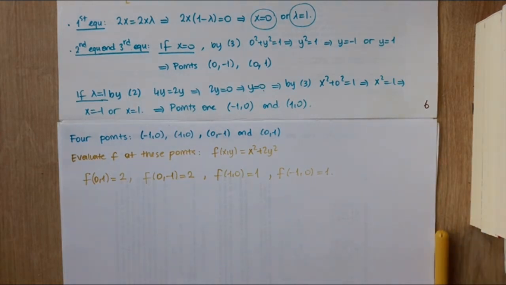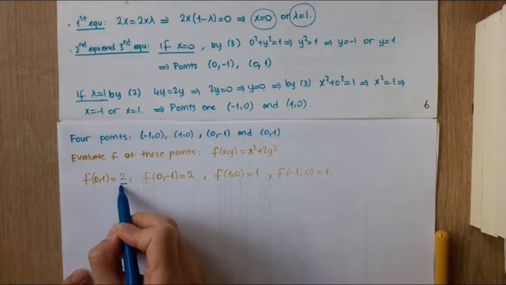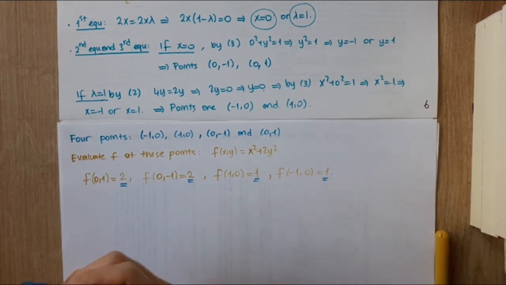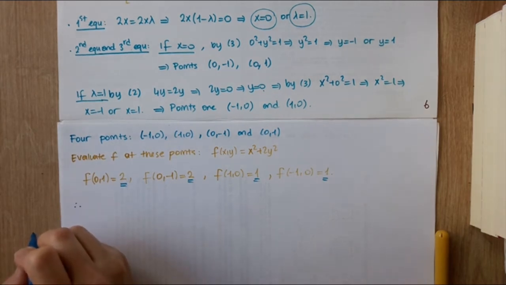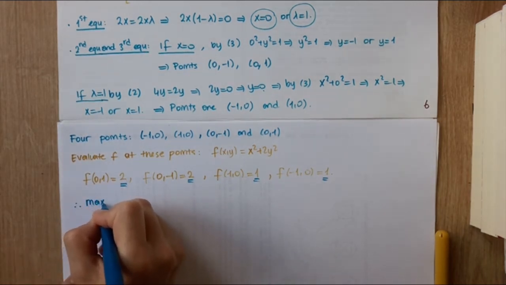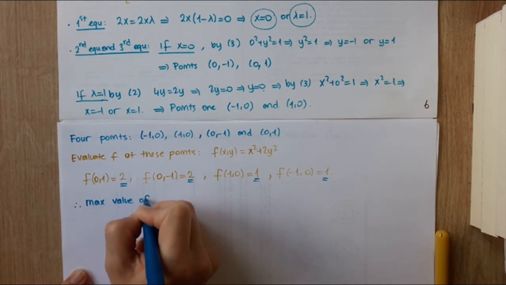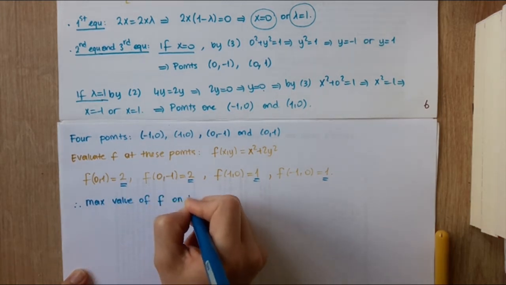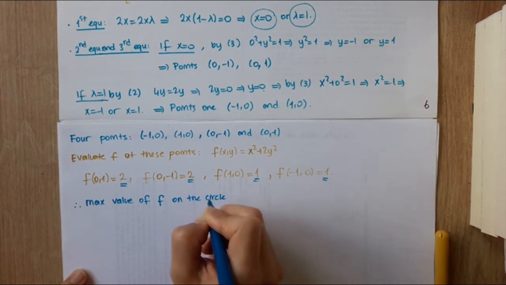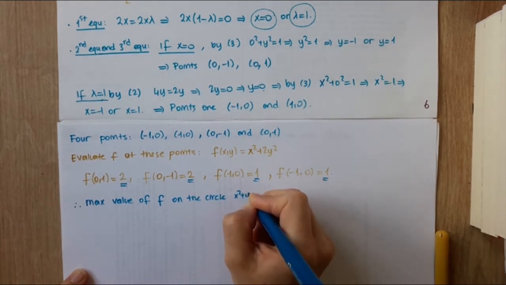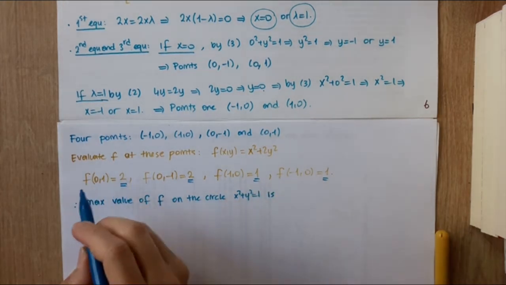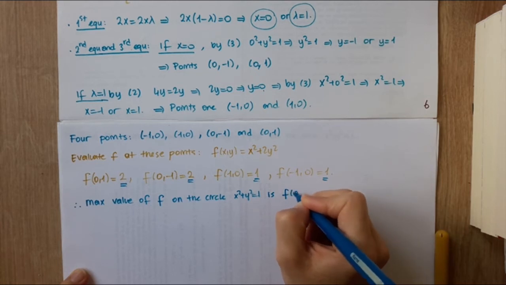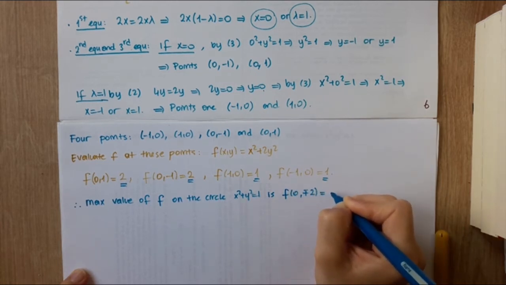Okay. So as you can see, we have 2 and 1 as results, and we are looking for the maximum value. So therefore, the maximum value of f on the circle x squared plus y squared equals 1 occurs at these points, which is 2. f of (0, ±2)... f of (0, ±1) equals 2.